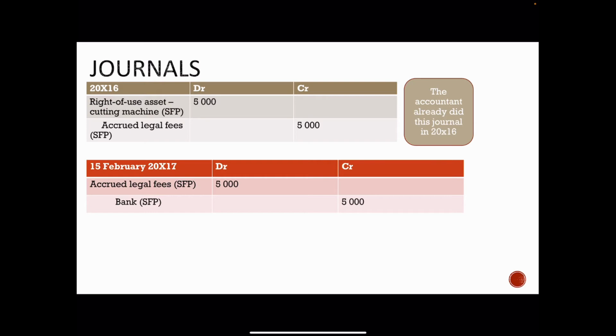Then, on 15 February 2017, we would go and record the payment of the legal fees or the initial direct costs of the lessee. So, that would be a debit accrued legal fees and credit bank. Because in 2016, when we capitalized the 5,000 Rand to the right of use asset, it hasn't been paid yet, and that is why the credit leg on that date was your accrued legal fees.